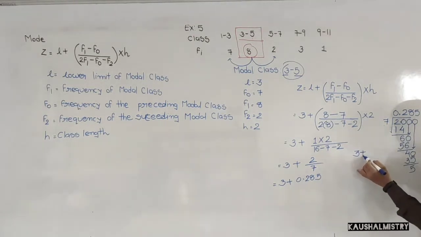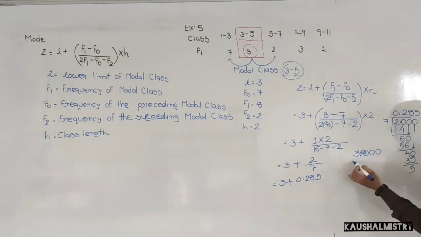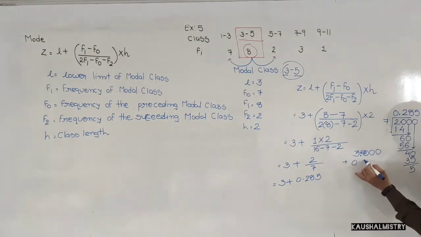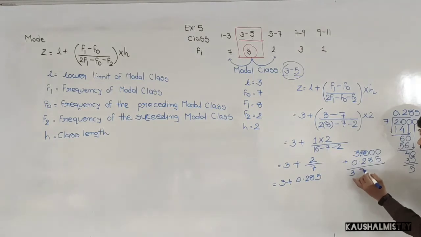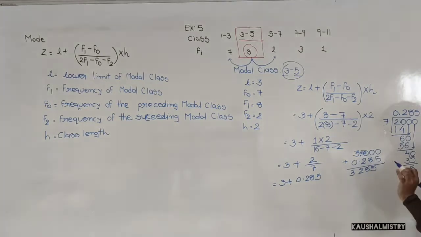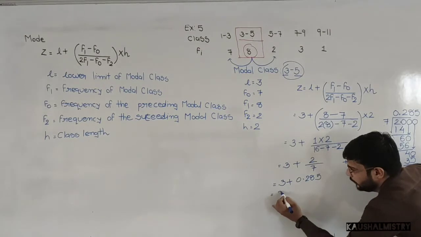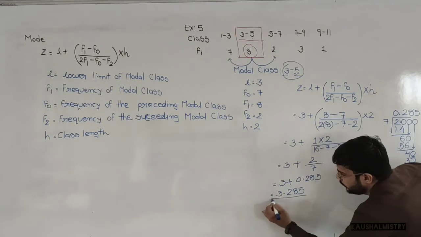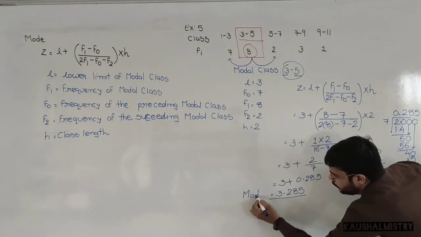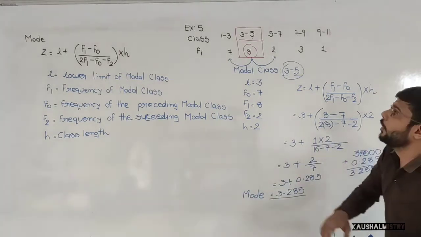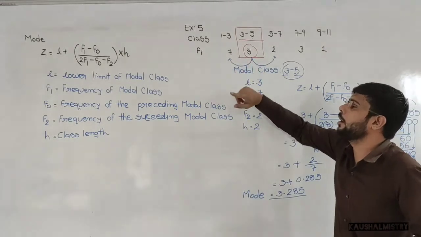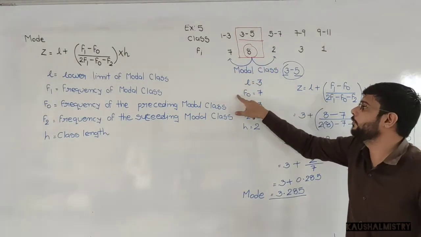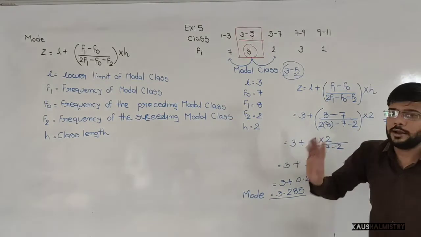So this will be equal to 3.000 plus 0.285. So the answer will be 3.285. So 3.285 will be our mode. So it is very easy. First you have to find the modal class, and then according to the modal class you have to find F0, F1, F2 and H.